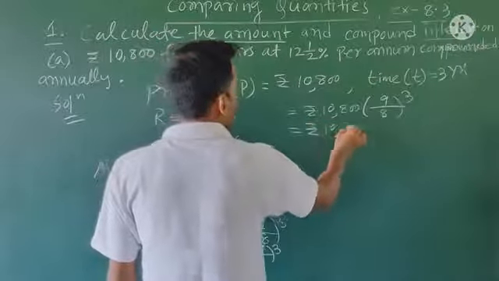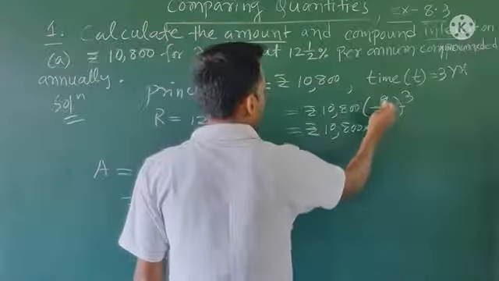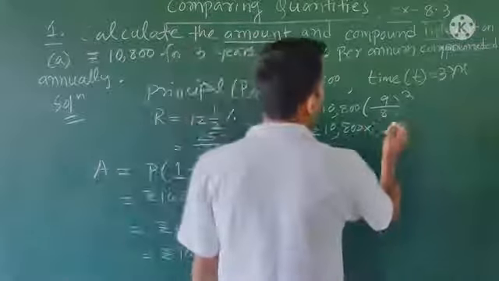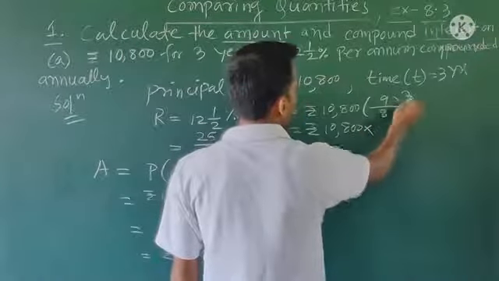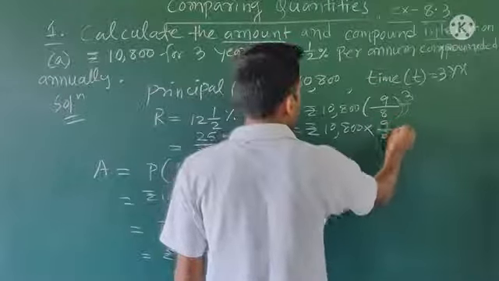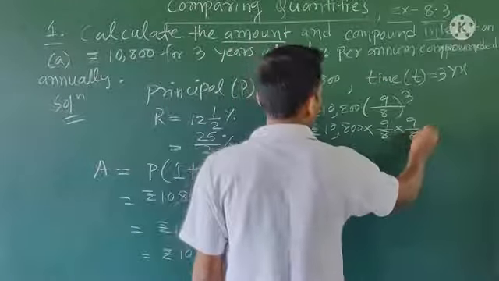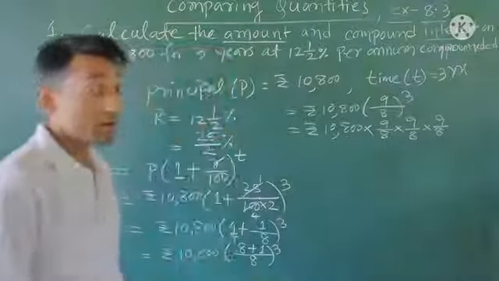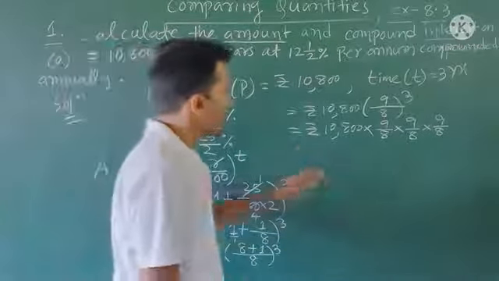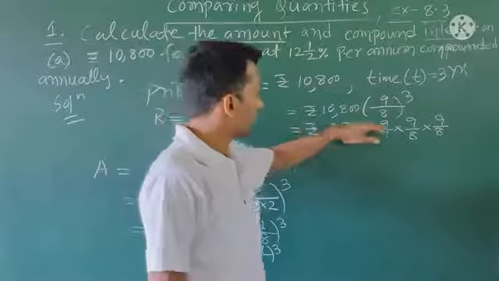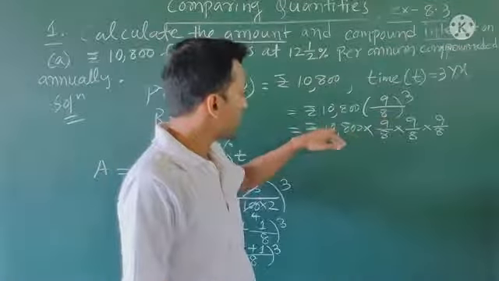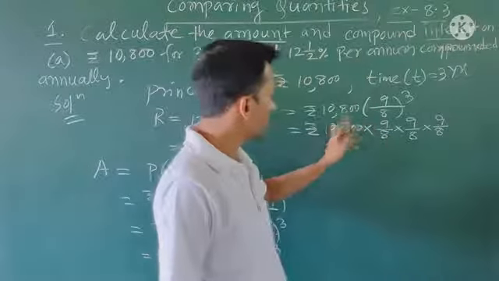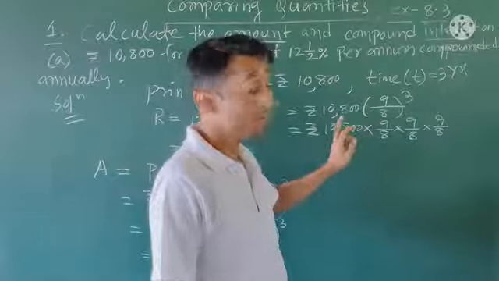In the earlier chapter you learned about cubes and cube roots, we find the cubes, isn't it? So 9 by 8 cube means 9 by 8 into 9 by 8 into 9 by 8, 3 times. So now you see, numerators are 9, 9, 9 and 10,800, denominators are 8, 8, 8. Now check if there is any common factor between numerator and denominator.